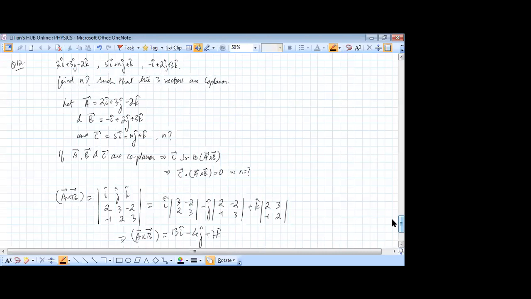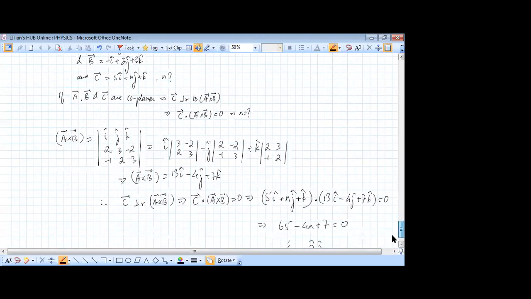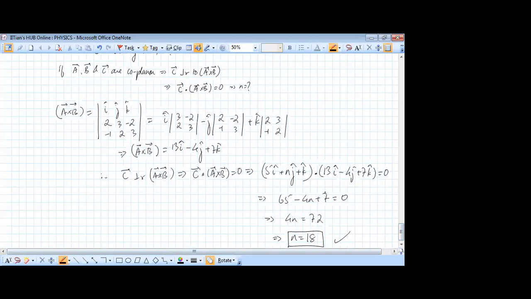Okay, Shikhar. So we found out A cross B. Then we found out the condition for C to be perpendicular to A cross B by taking the dot product as 0. Okay, so that's that. That's this question. Let's come to the 15th question as the final one.